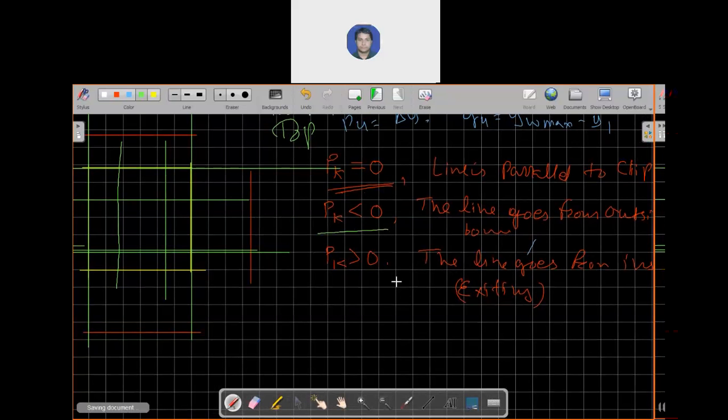If pk is less than 0, it means you are entering into your clip window, so there needs to be some kind of clipping. In the same way, if qk is greater than 0, some positive number, it means you are exiting from your clip window. So again you need to clip, meaning you have to find the intersect point, at which point you are intersecting your clip window. So how can we find these points?